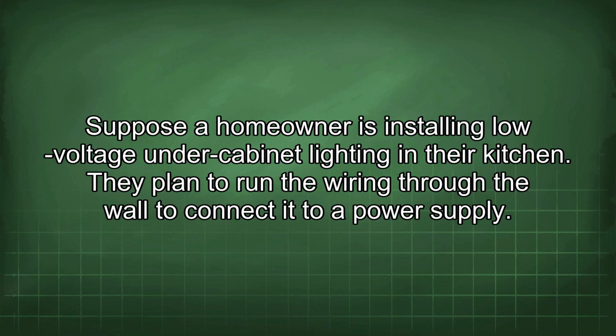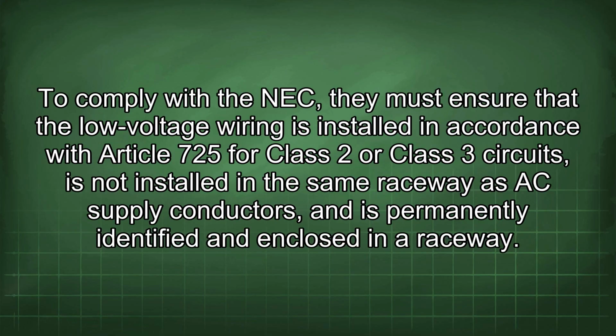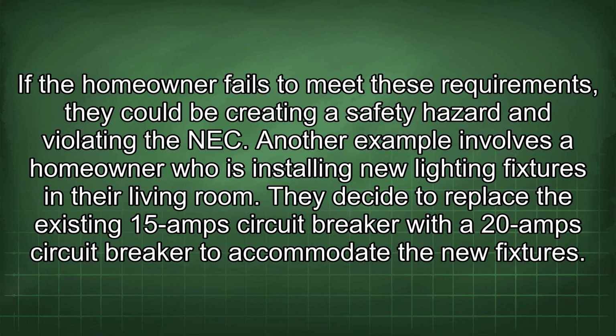Suppose a homeowner is installing low voltage under cabinet lighting in their kitchen. They plan to run the wiring through the wall to connect it to a power supply. To comply with the NEC, they must ensure that the low voltage wiring is installed in accordance with Article 725 for Class 2 or Class 3 circuits, is not installed in the same raceway as AC supply conductors, and is permanently identified and enclosed in the raceway. If the homeowner fails to meet these requirements, they could be creating a safety hazard and violating the NEC.